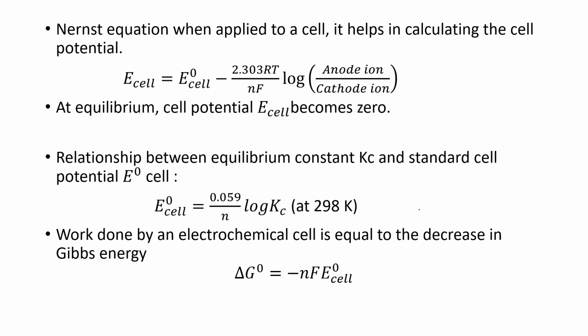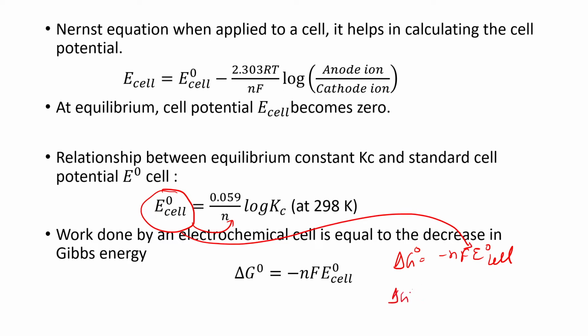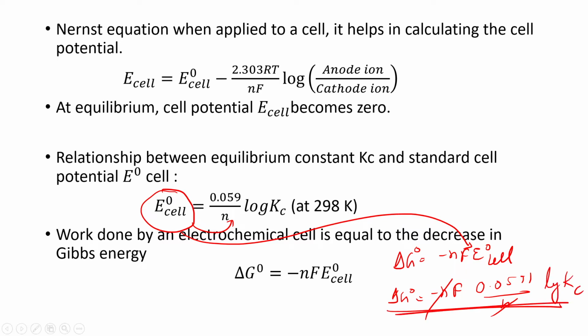From this equilibrium constant, you can calculate delta G naught, that is the Gibbs free energy. So delta G naught is basically minus nF E naught cell. If you know the value of E naught cell, you can substitute it over here, and you get delta G naught is equal to minus nF E naught cell, which is equal to 0.0591 by n, and n and n will get cancelled, log Kc. So this will be your equation.